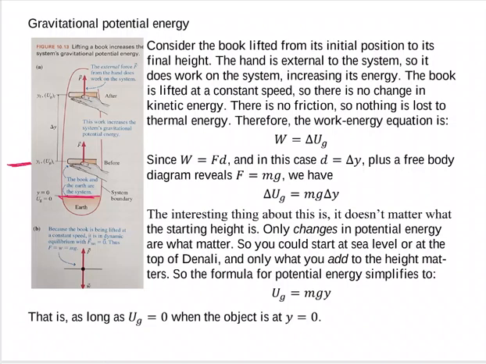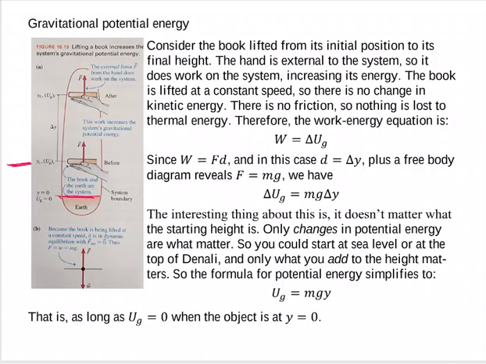The hand is external to the system, so it does work on the system. The system then would be the Earth and the book. So we do work on the system, increasing its energy. The book is lifted at a constant speed, so there's no change in kinetic energy. That's an important point. Because we're lifting the book at a constant speed, the change in velocity is zero, so there is no change in kinetic energy. There is no friction, so nothing is lost to thermal energy.